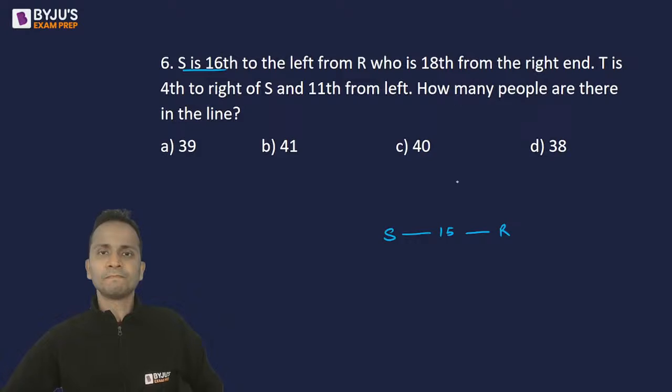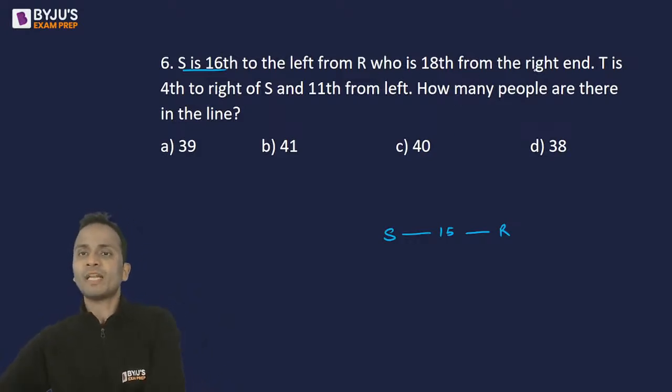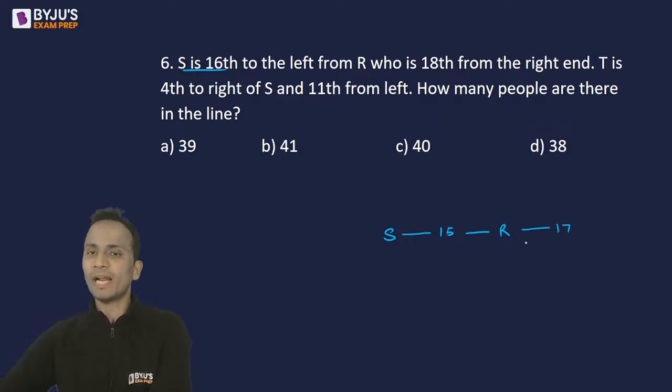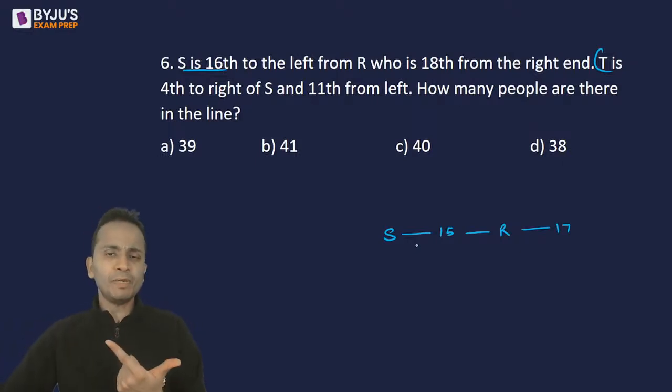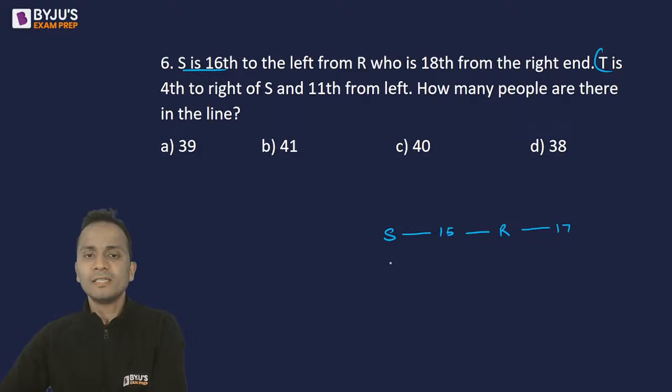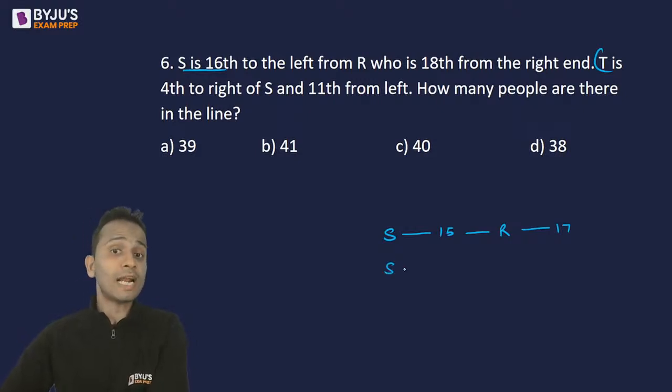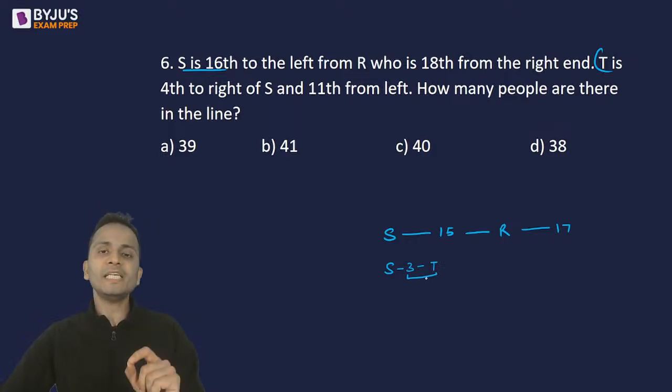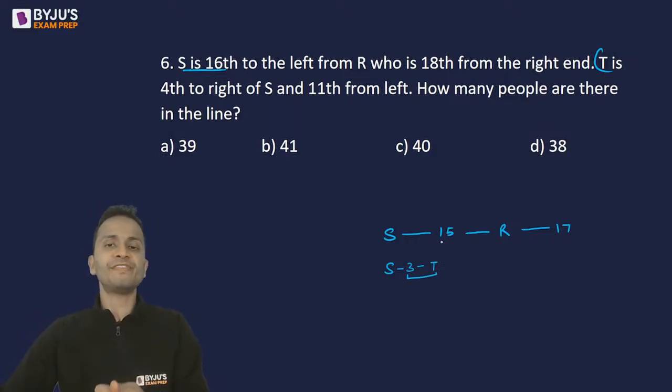Okay, right? Now R who is 18th from the right end. R is 18th from the right end. That means there will be 17 people to the right of R. Okay. Now T is 4th to the right of S. Now there are 15 people between S and R. T is 4th to the right of S. So there will be 3 people between S and T. Okay. These 3 people including T will be among those 15 people who are sitting between S and R.